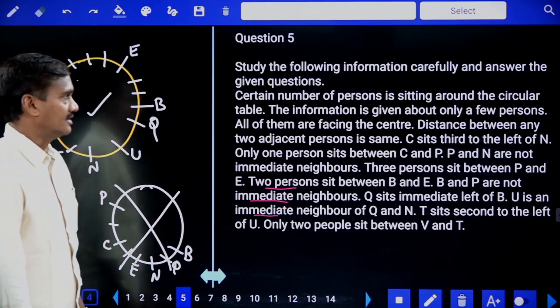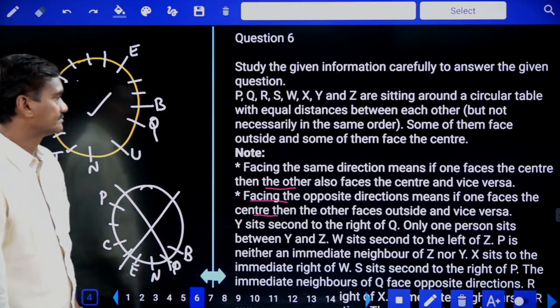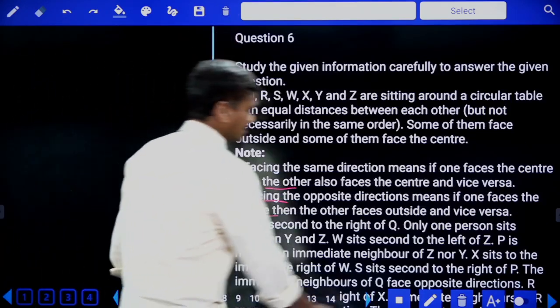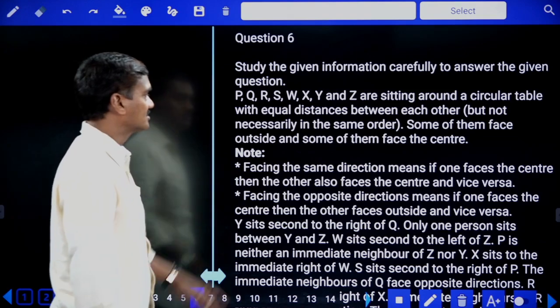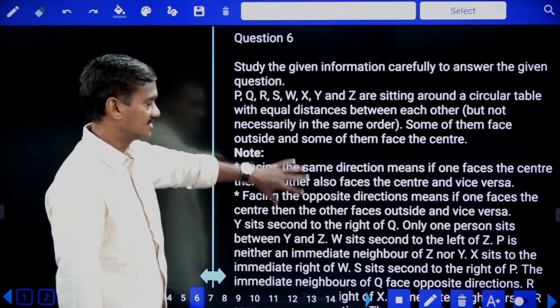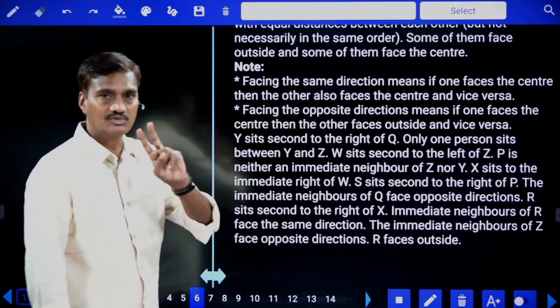Okay, and next one, set number 6. Now in this set number 6, we have slowly entered into some of them are inside, some of them are outside. Some inward, some outside. It will take 2 minutes.